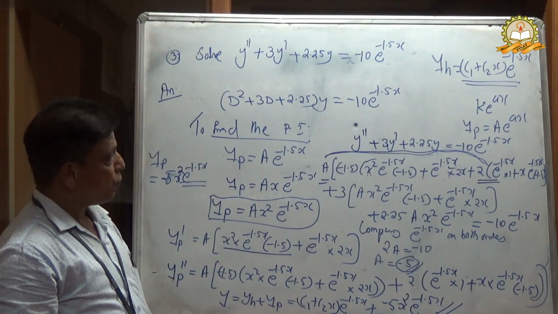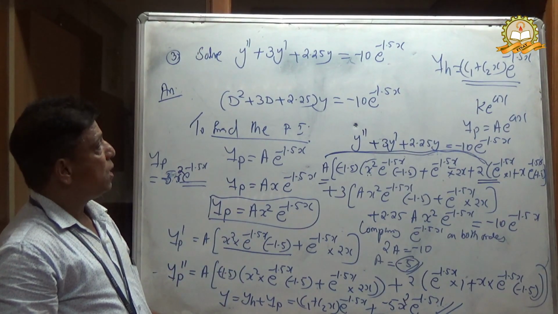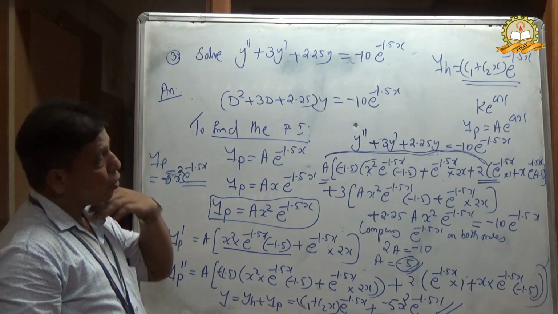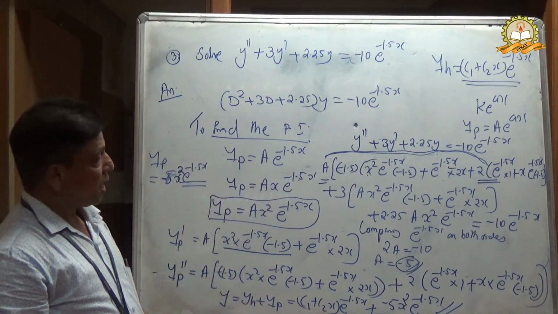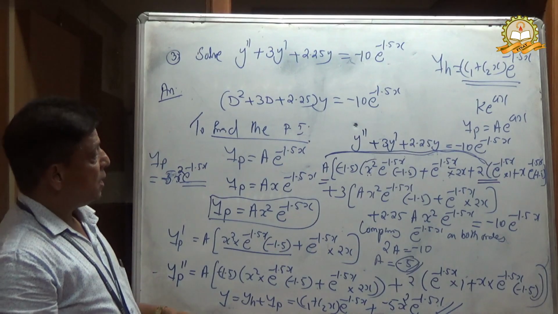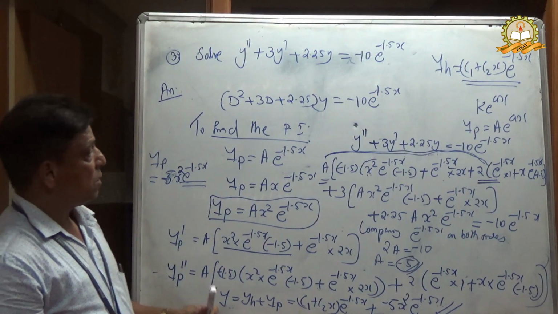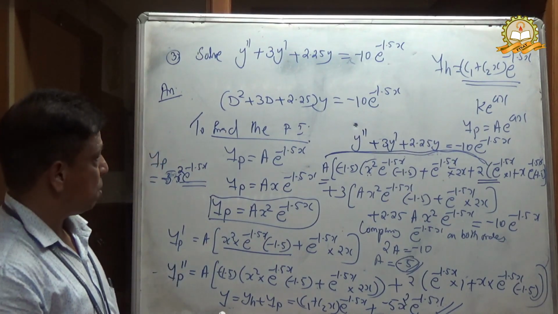This is the procedure for finding the general solution of a non-homogeneous ordinary differential equation. Write the problem 2 or 3 times in your rough book and then you can easily get a clear picture of this problem. Okay.